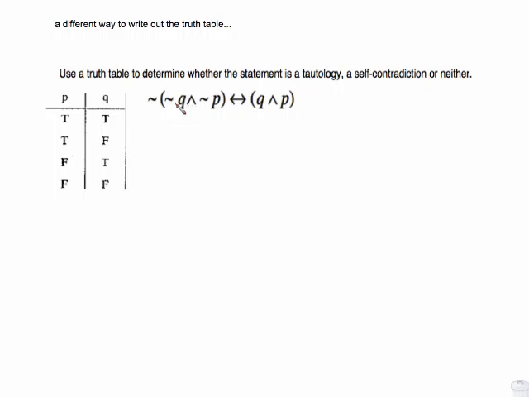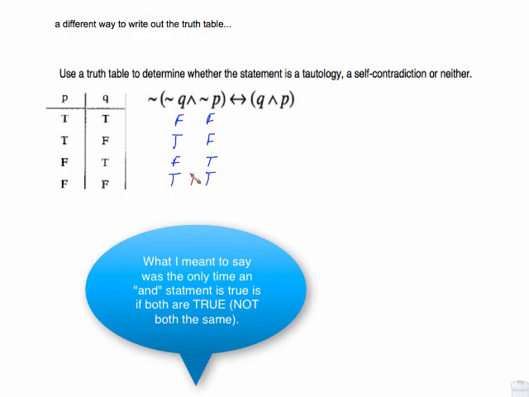So what I do when I look at this, I'm starting right here with my not Q. My not Q is looking at this column and changing those around so it goes false, true, false, true. My not P is negating this column, which is false, false, true, true. And I need to do and between those two things. The only time an and statement is true is if these are the same. So this is true, and the rest of these are false.